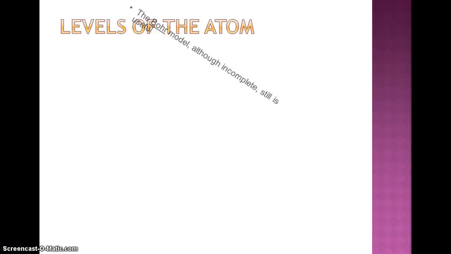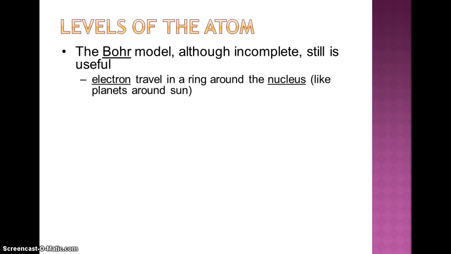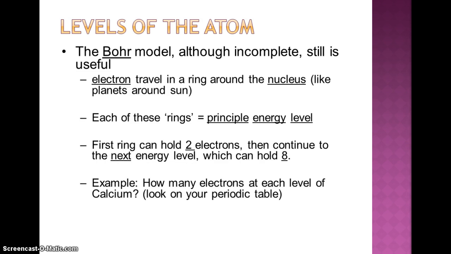Levels of the atom. The Bohr model, although incomplete, is still very useful, because electrons travel in a ring around the nucleus like planets around the sun, which is very easy to see visually. We call each one of these rings the principal energy level. The first ring holds 2 electrons. The second ring holds 8 electrons, and we'll continue talking about the third and fourth rings and so forth, and how many electrons they can hold.